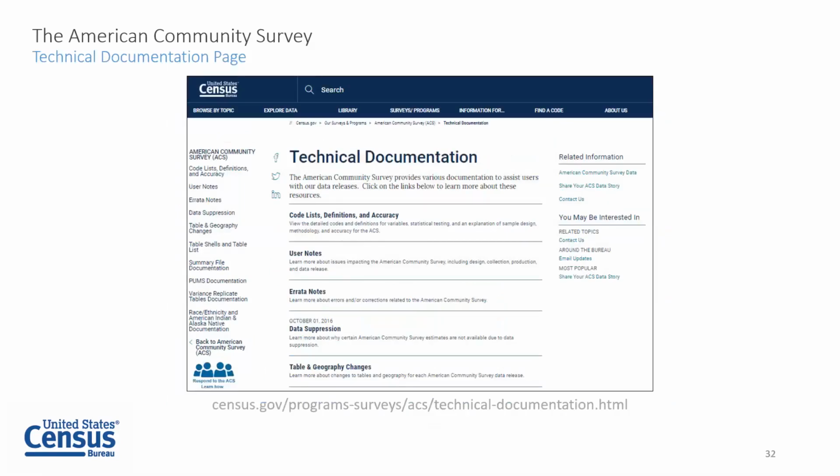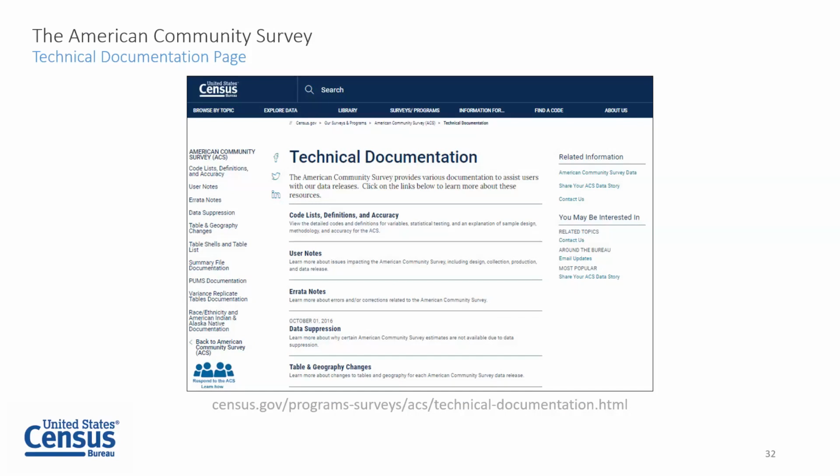And following up from that, this is our technical documentation page. In the left navigation bar, there's a list of important documentation that will help you better understand the ACS data that underlies these files. This includes code lists, definitions, and accuracy. This page contains the detailed codes and definitions for variables, statistical testing, and an explanation of the sample design, methodology, and accuracy. So if you really want to get into the weeds on some of that, it's all available here.